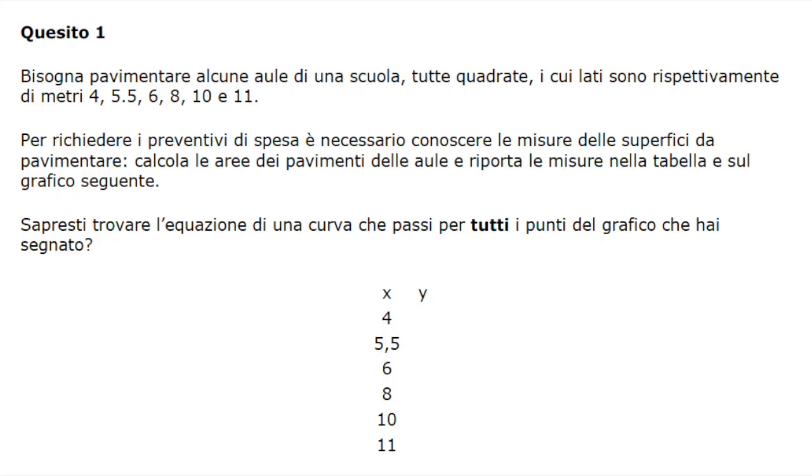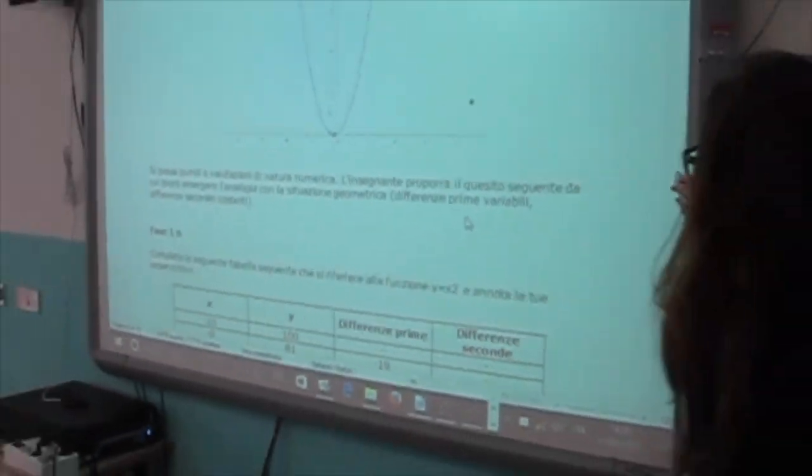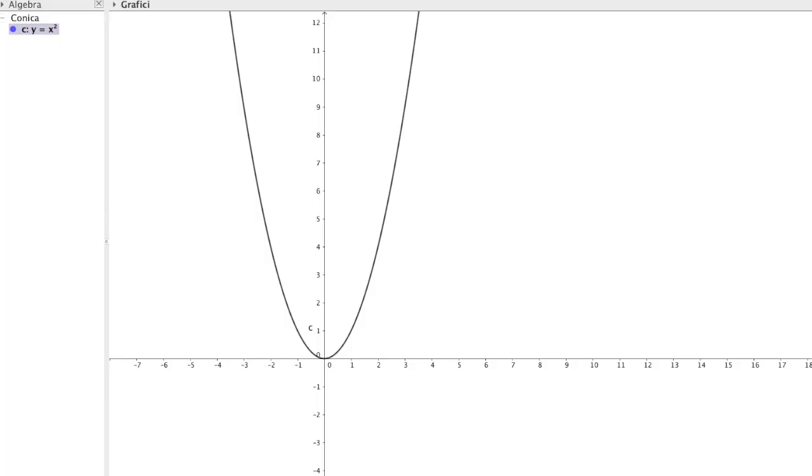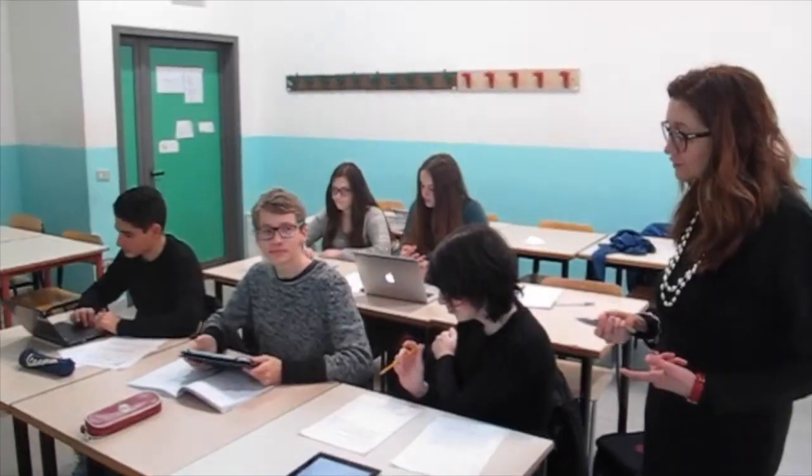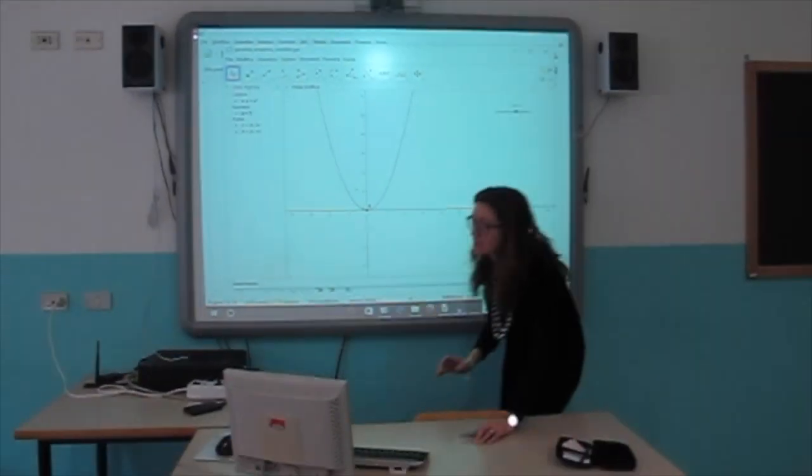Y equals x squared. To complete this phase, we calculated the areas of the classrooms of the school. Then, we added information to the basic table provided by the text delivered by the teacher. To conclude, we searched for the equation of a curve, a parabola, that passed through all the points indicated.